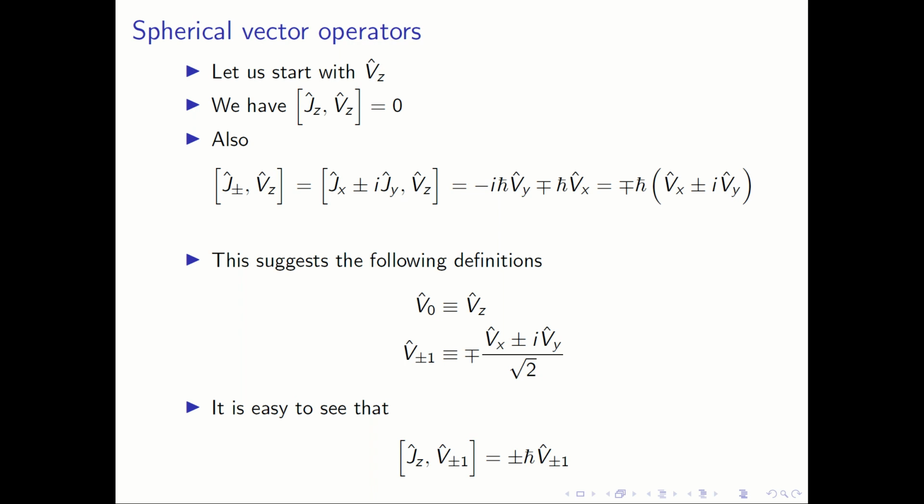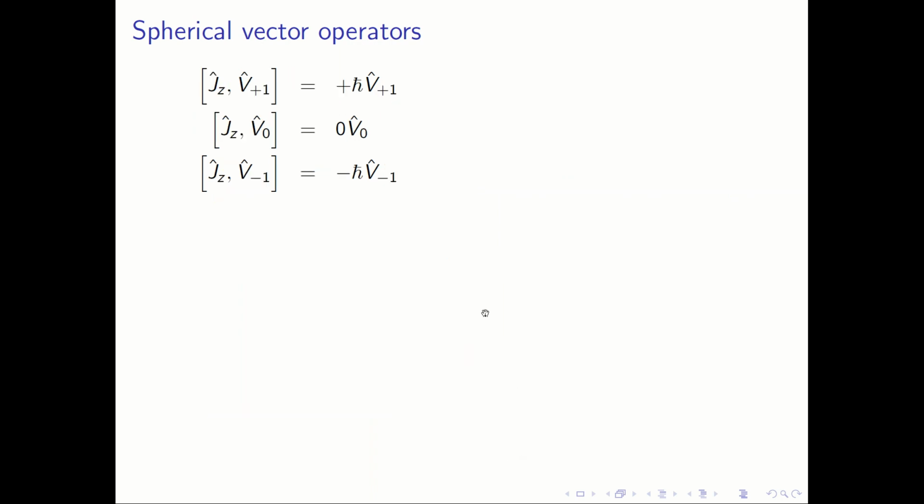So this should begin to look similar to something you've already seen. That is, notice Jz's commutator with V plus 1 is plus ħ times V plus 1. Jz's commutator with V0 is 0 times V0. Jz's commutator with V minus 1 is minus ħ V minus 1. And just to make the point, let me just throw in these relations.